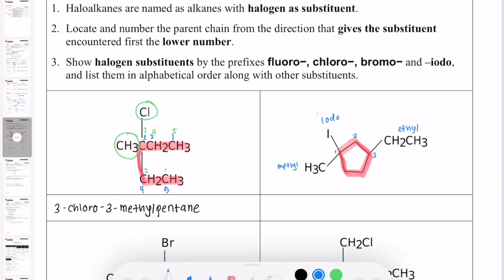So, to write, we are going to start with ethyl. So, kita ada 3 ethyl, followed by iodo, 1 iodo, 1 methyl. Okay, barulah kita masukkan dia punya parent chain, which is cyclopentane.